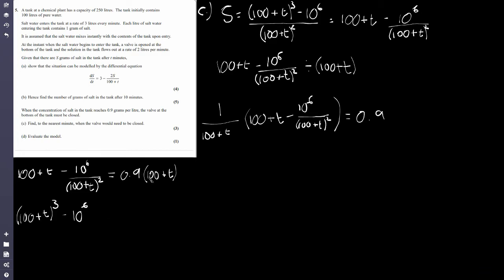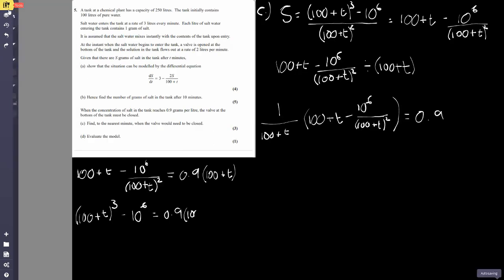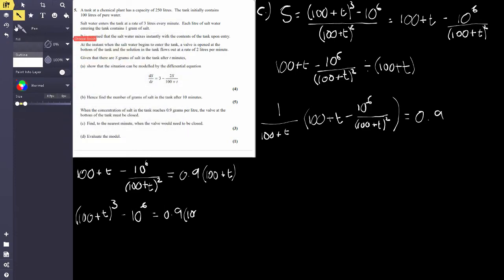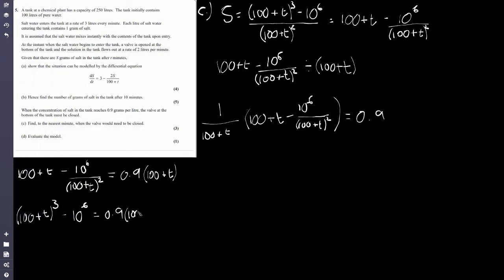Now this side will be equal to 0.9. Like we did here, because this is a power 1, this is a power 1, we're going to get 100 plus t cubed. So 0.9 lots of 100 plus t all cubed, okay?